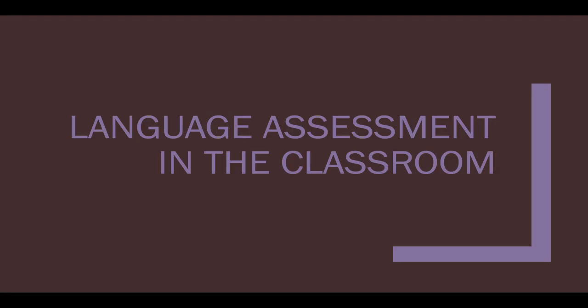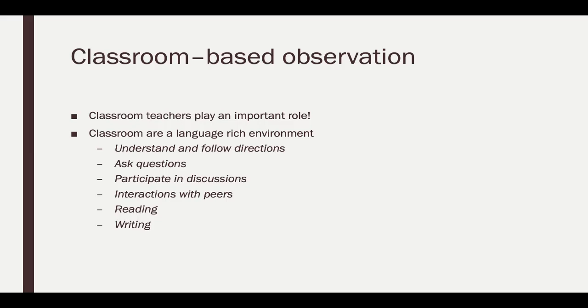Okay, going to move on. When we look at what language assessment looks like in the classroom, if we're really at those first couple tiers of response to intervention and this child is on our radar, what are some classroom-based observations that we need to look at closer? We know that a teacher plays a very important role. So in a language-rich environment, we're asking ourselves, can they understand and follow my directions? Can they initiate? Can they ask questions? Can they initiate interactions with their peers? Can they participate in class discussions?